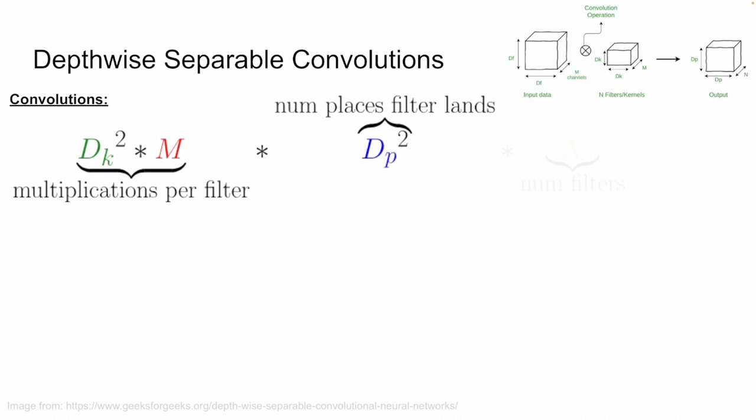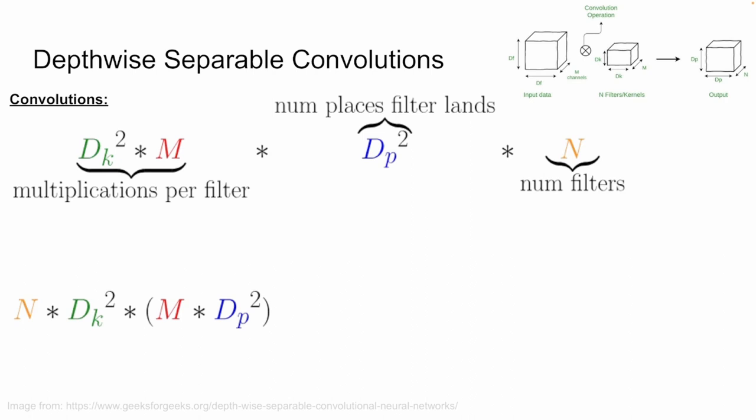And that's only for one placement of the filter, so we then have to multiply that value by dp squared. This is the number of places that our filter can land on our input image. And of course, we have to repeat this once per filter that we learn, because remember, we can apply multiple filters to the same input. Thus, moving all these variables around, we get n times dk squared times m times dp squared as the number of multiplications that need to happen in order to do that convolutional layer.